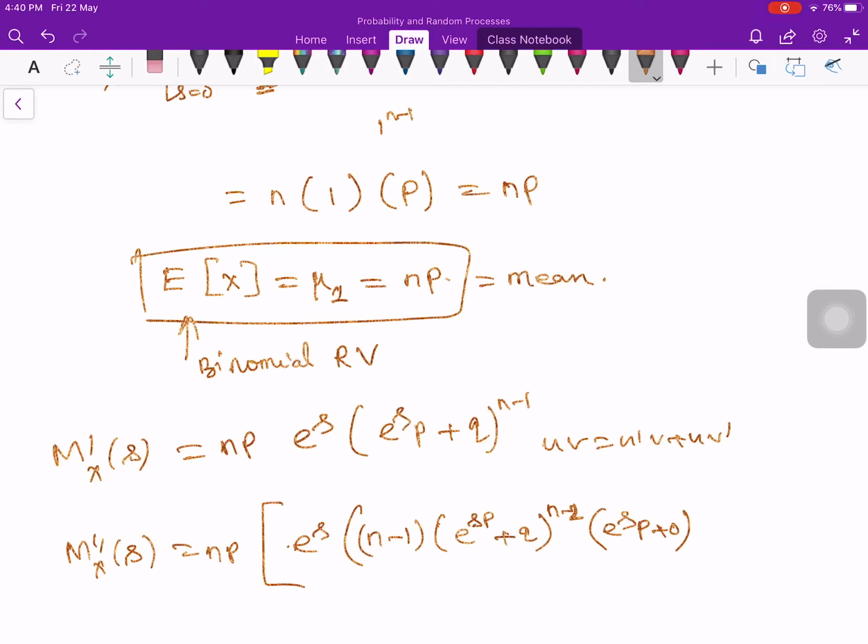Where is it going? This is okay, no, this is u, and this dash is v.